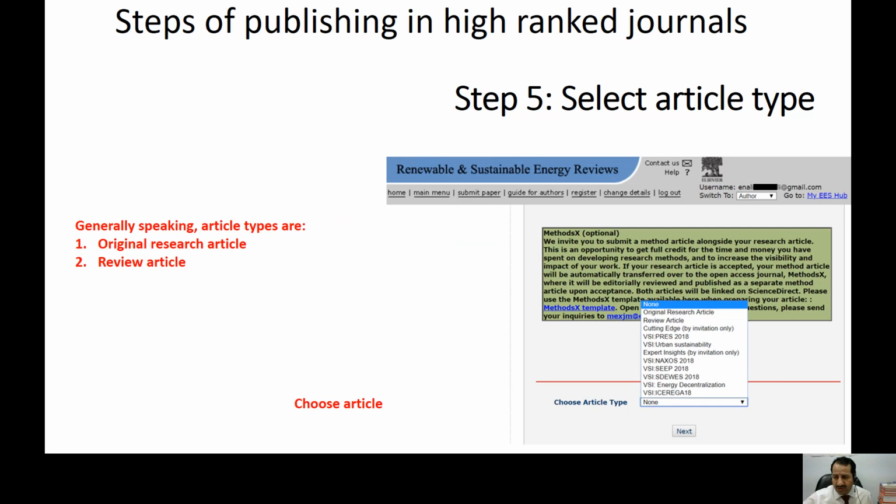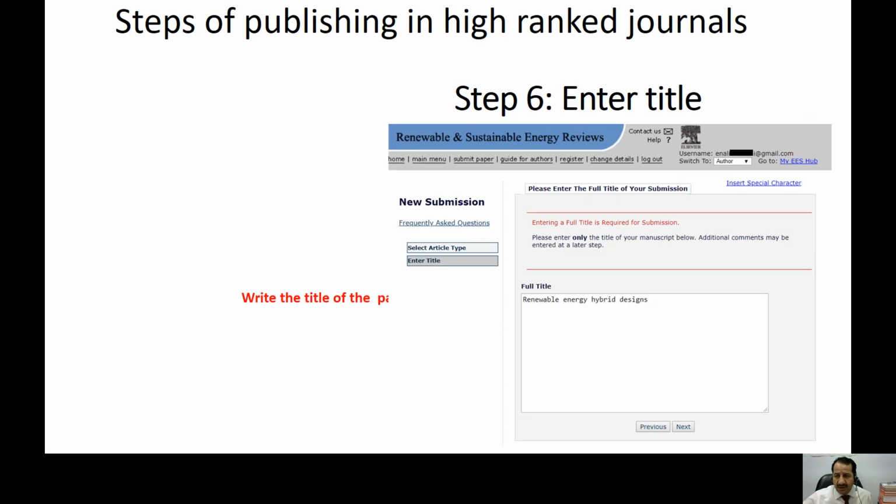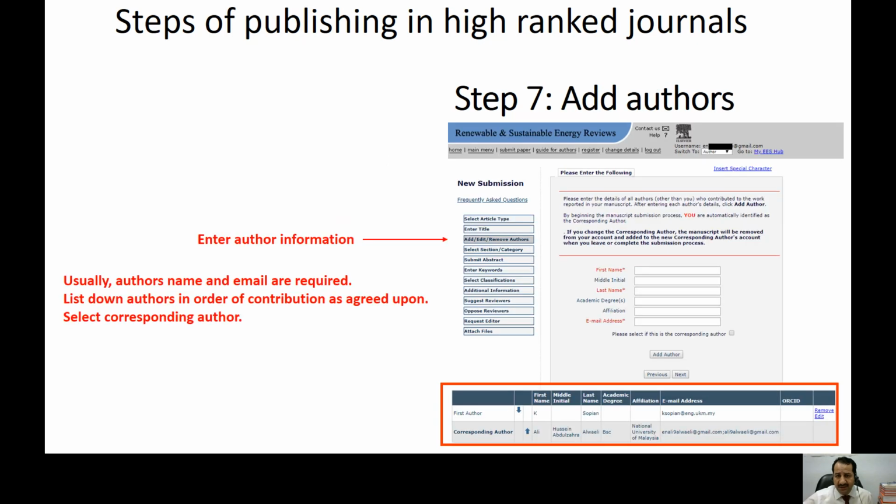These are special issues. You select which type, and then the next step, maybe it will ask about the title. You put the title, copy paste. By the way, your paper is ready. You just need to copy paste in each part. Enter the author information. Your information is there. Add the other authors. You can see here, fill the information and add and so on.